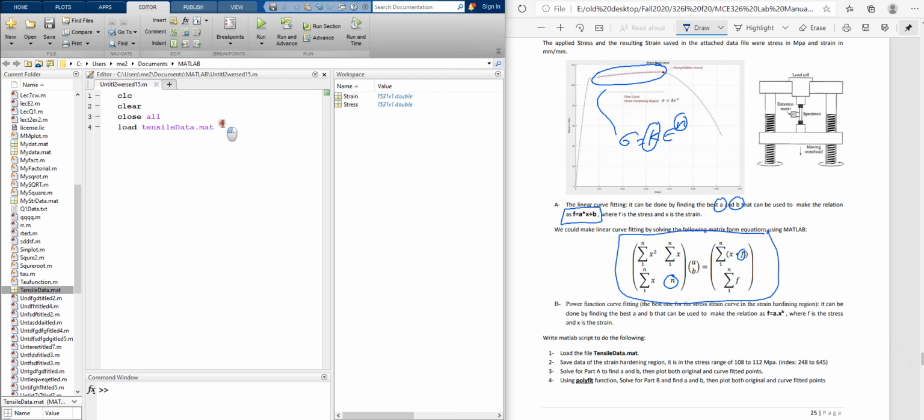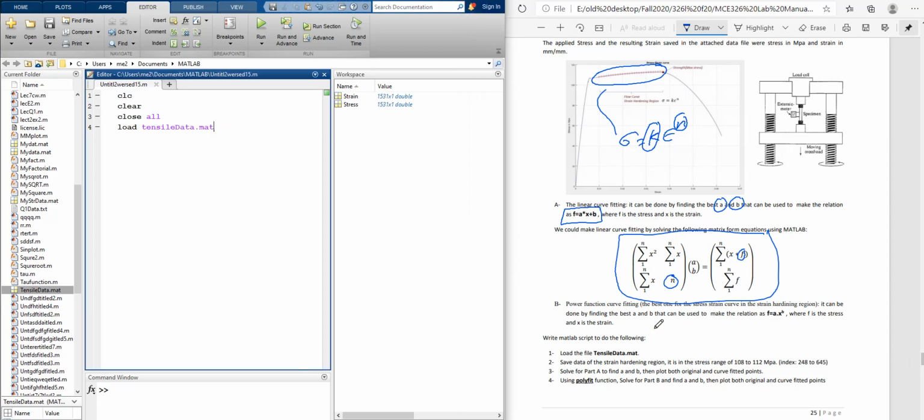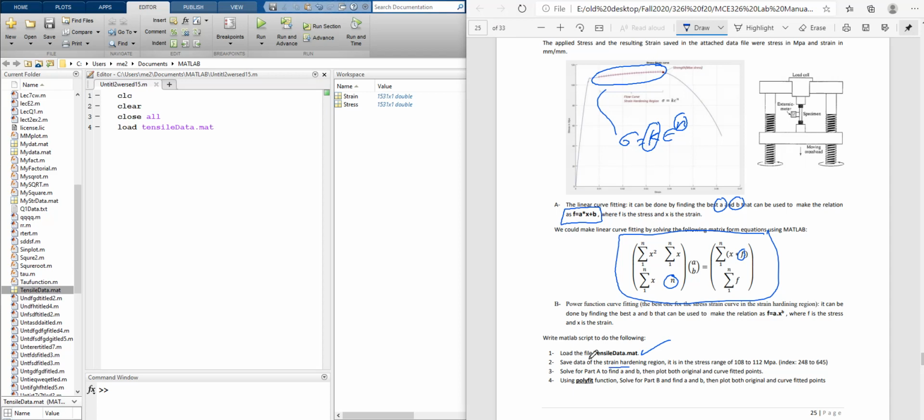So how can we write this one? We have the data, but we are thinking to represent these data as a line and as a flow curve, so we will compare between them. I will use this polynomial at the beginning. F represents the stress, X represents the strain, and A and B should be found from this equation. What are the values of stress and strain in this region? It's given in the question. It says load the data, I did that. Save data of the strain hardening region. It is the stress range between 108 to 11 megapascal, or the index 248 to index 645.